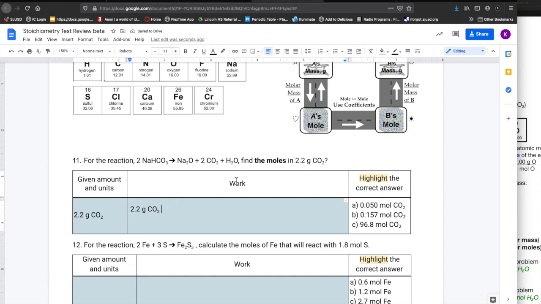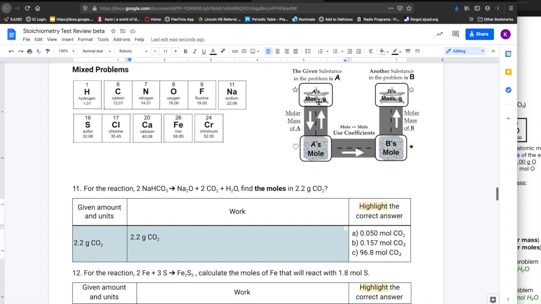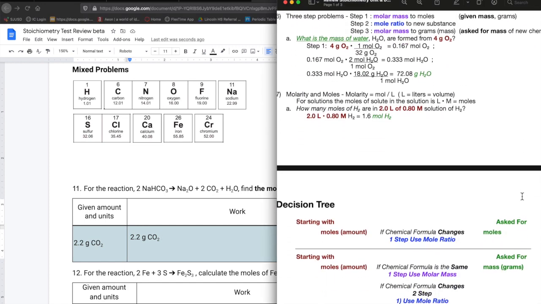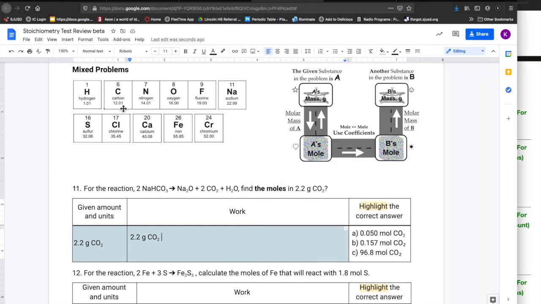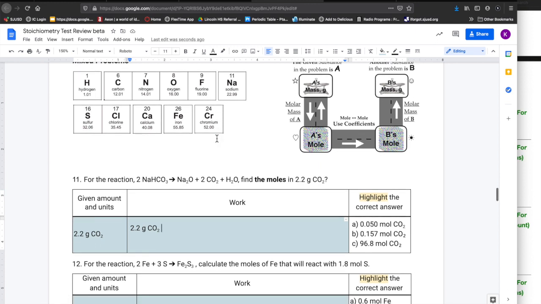We're starting with grams, and we want to find moles, and there's no other substance here. So starting with grams, going to moles is always the same substance. It's a one-step problem. We use the decision tree. We started with grams, we went to moles, but we didn't change the substance. It's one step. Please use the molar mass. Now the molar mass is all these larger numbers at the bottom, used as grams per mole. That's what a molar mass is.